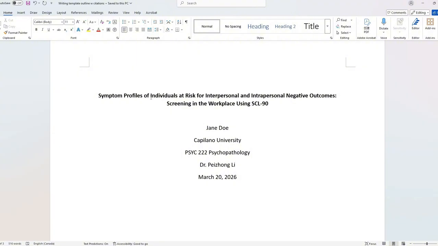The title can always be improved. This is my temporary title. Symptom profiles of individuals at risk for interpersonal and intrapersonal negative outcomes. And I'm talking about suicide and interpersonal conflict.